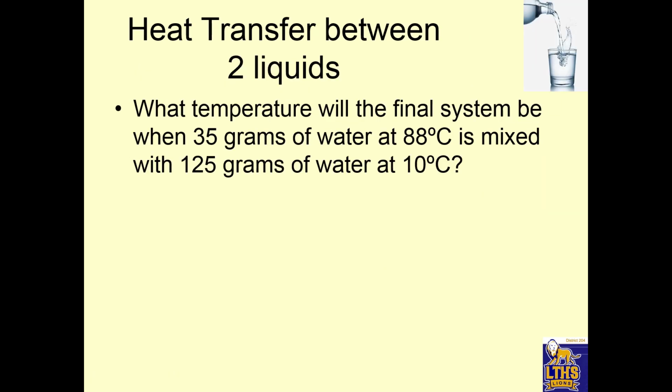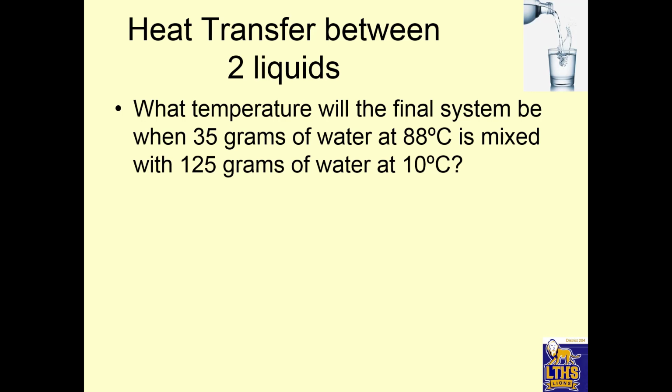Okay, what if we have two liquids that transfer heat? Same thing. One liquid loses heat, one liquid gains heat. So what will the final temperature be for the whole system after you mix them together when you add 35 grams of water at 88 degrees to 125 grams of water at 10 degrees?